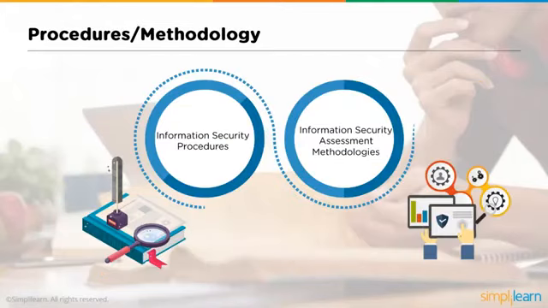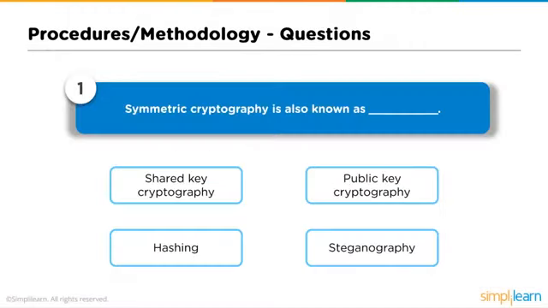Then moving on to the next domain, let's talk about procedures and methodology from an information security procedures standpoint and information security assessment methodology. So the first question here, symmetric cryptography is also known as what? So the assumption of this question is we know what cryptography is all about and we know the types of cryptography. So there is symmetric and asymmetric cryptography. Symmetric cryptography is basically using the same key to encrypt and decrypt, and asymmetric is using a public key to encrypt and a private key to decrypt.